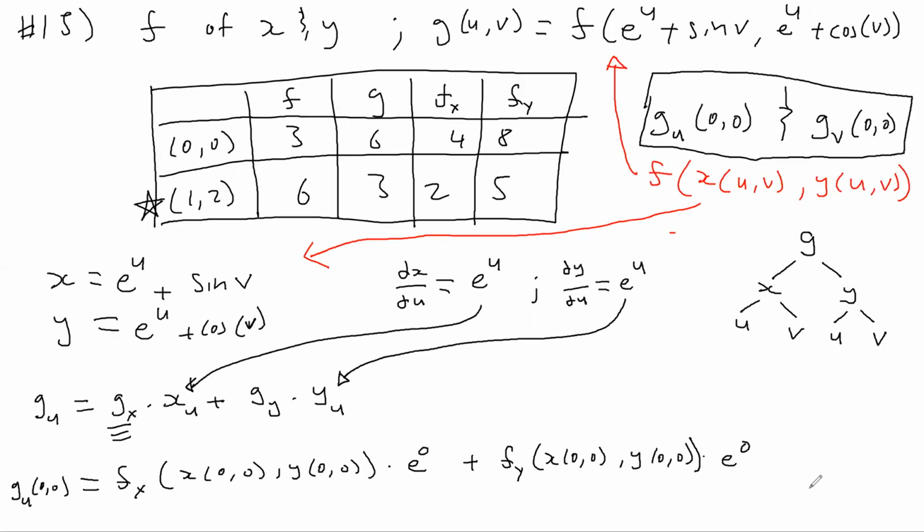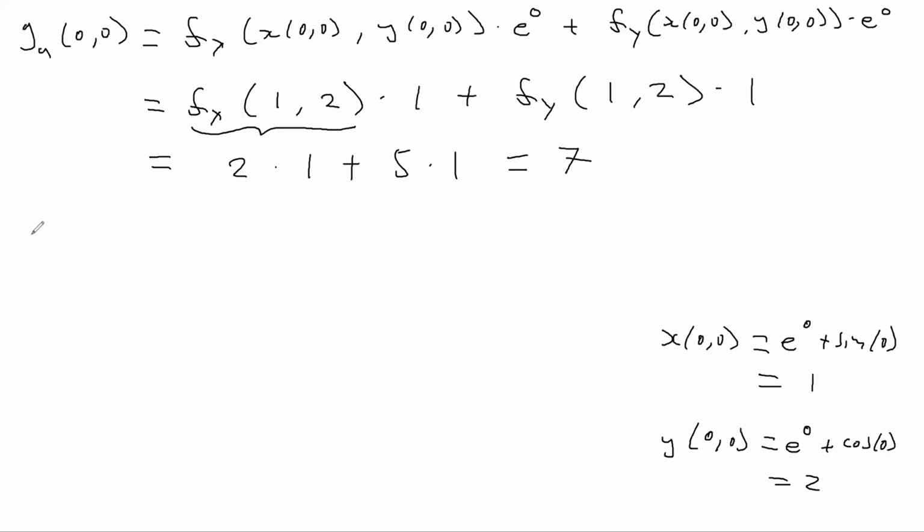And that's going to be the value for g sub u of (0, 0). So g sub u (0, 0), and let's do g sub v (0, 0) now. Again, same idea, g sub v (0, 0).